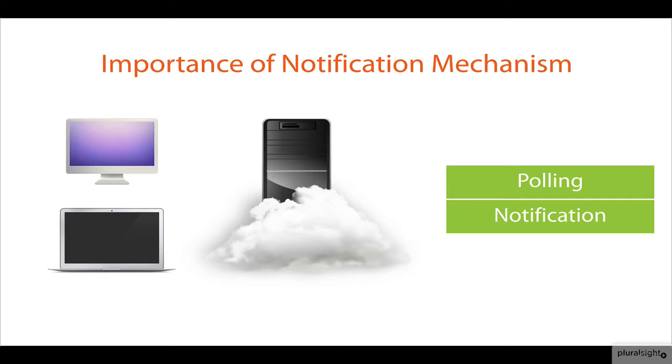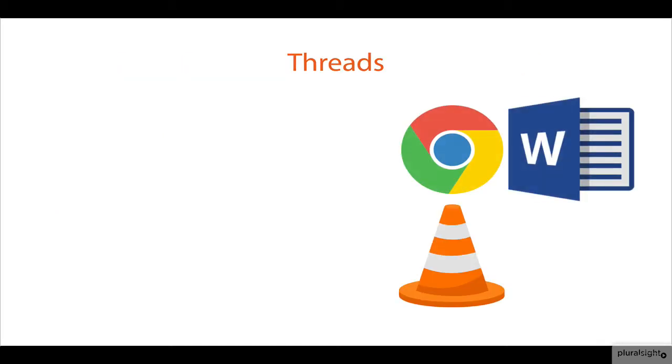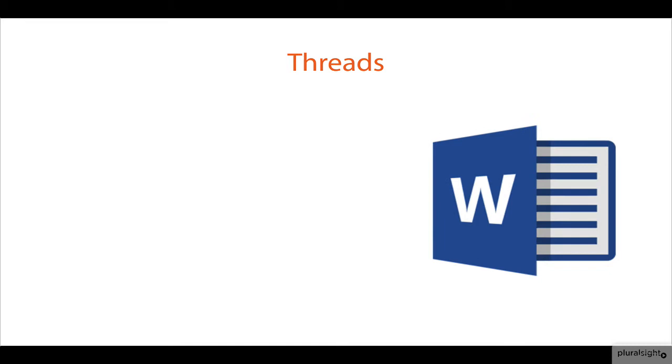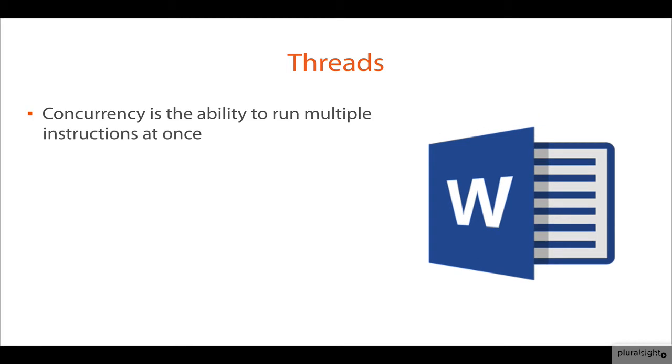Before we learn how to apply notifications in threads, let us quickly revise what threads are. Computers can run multiple applications at a time. Each application is a process. If we look closely into a process, we see that multiple subprocesses are running in parallel. While the user is typing in a document, the word processor is simultaneously doing a spell check.